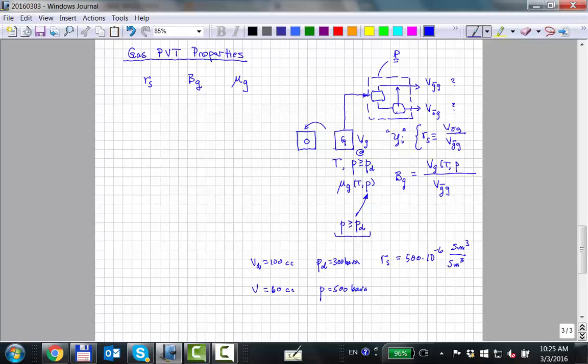The gas volume at temperature and pressure changed from 100 cc's to 60 cc's, going from 300 to 500 bar. And the question is, what is the ratio of these two volumes? Is it going to change or not?